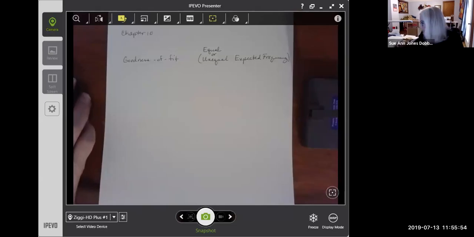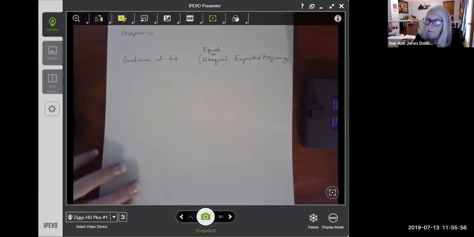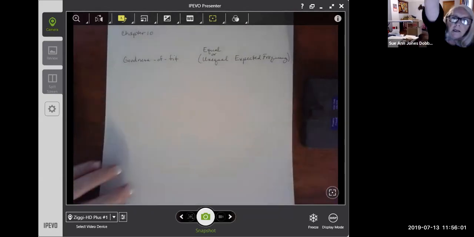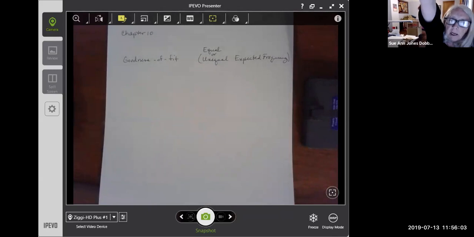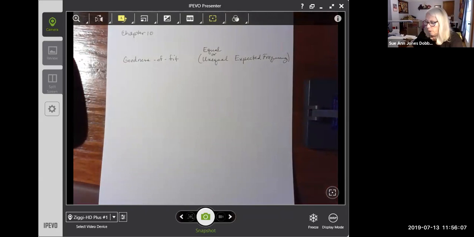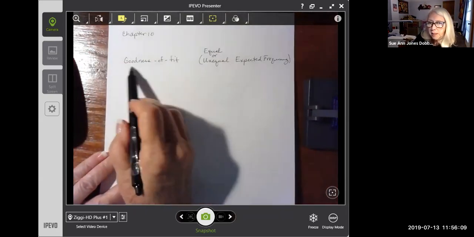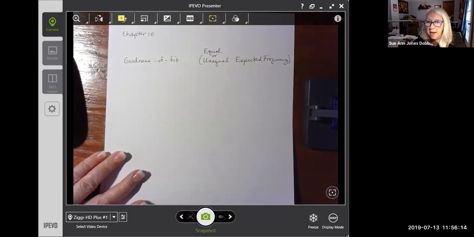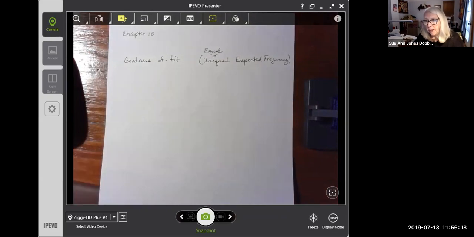Okay, so what I want to do here in hopefully about 30 minutes is to summarize the topics in Chapter 10, and really these come in two varieties. The first is goodness of fit tests, in which you're trying to determine whether the data itself meets an expected frequency of equal or a specific proportioning of unequal expected frequencies.